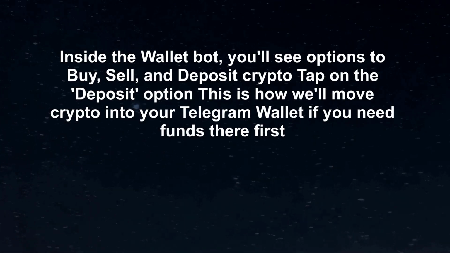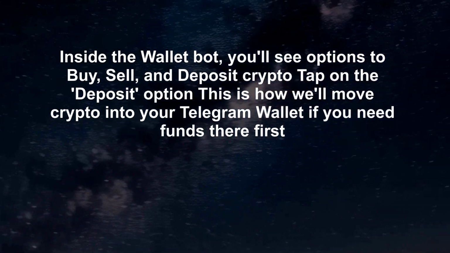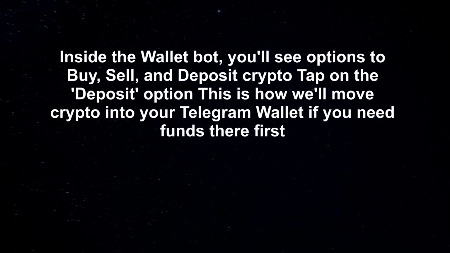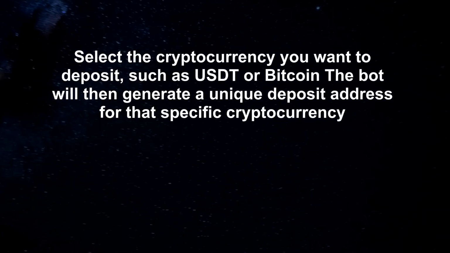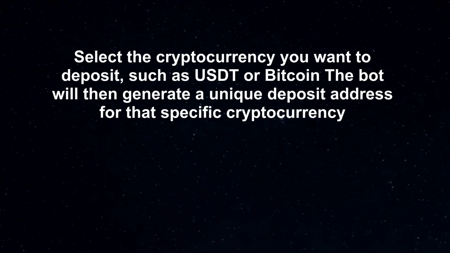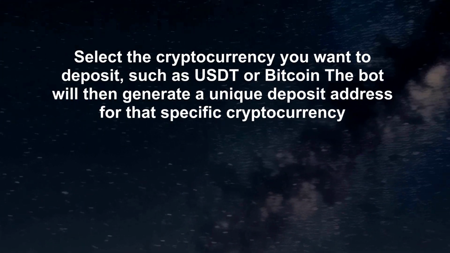Inside the wallet bot, you'll see options to buy, sell, and deposit crypto. Tap on the deposit option. This is how we'll move crypto into your Telegram wallet if you need funds there first. Select the cryptocurrency you want to deposit, such as USDT or Bitcoin. The bot will then generate a unique deposit address for that specific cryptocurrency.